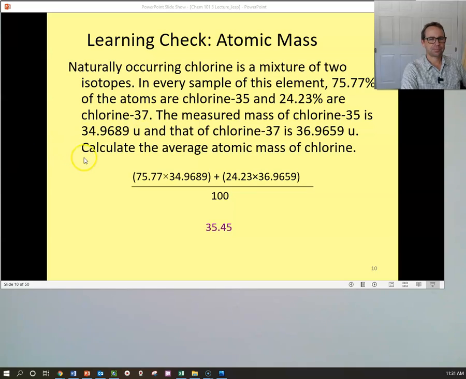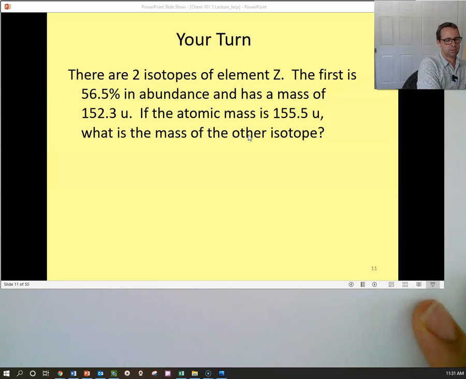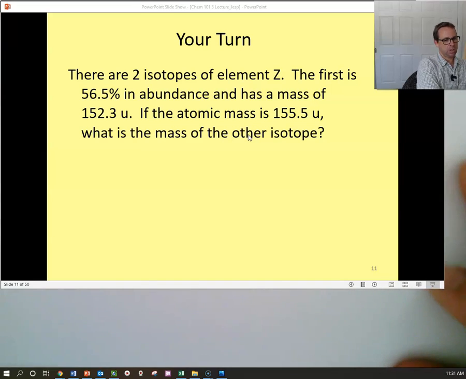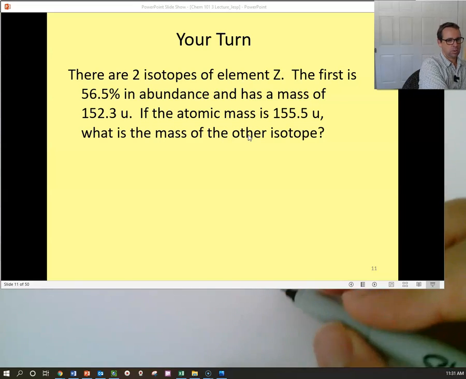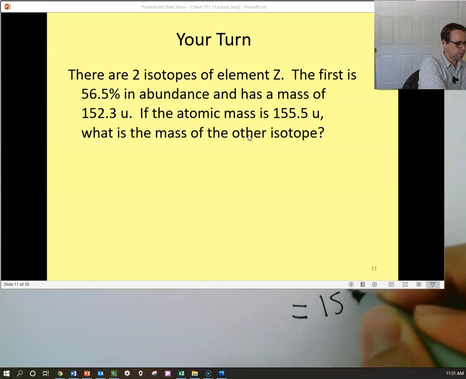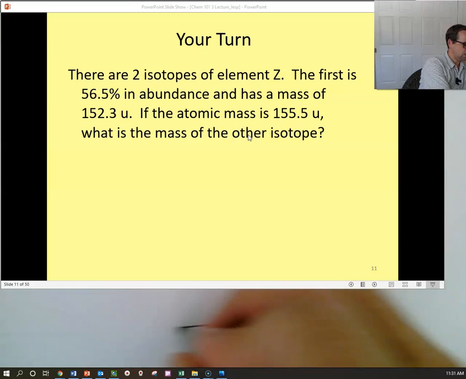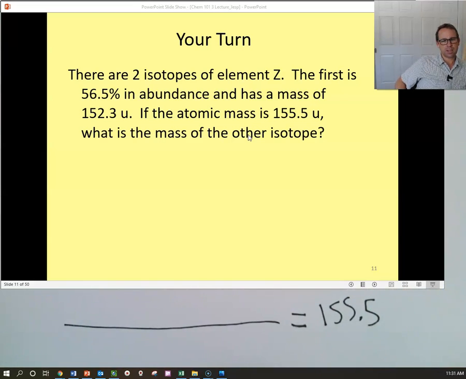Okay. Here's another one. In this one, they tell us what the average is. They tell us that the average is 155.5, but they want to know what the mass of one of the isotopes is. So let's see if we can figure out how to do this. We have to set it up the same way. We have the average mass this time given to us, 155.5. From the information provided, how would we set this up?